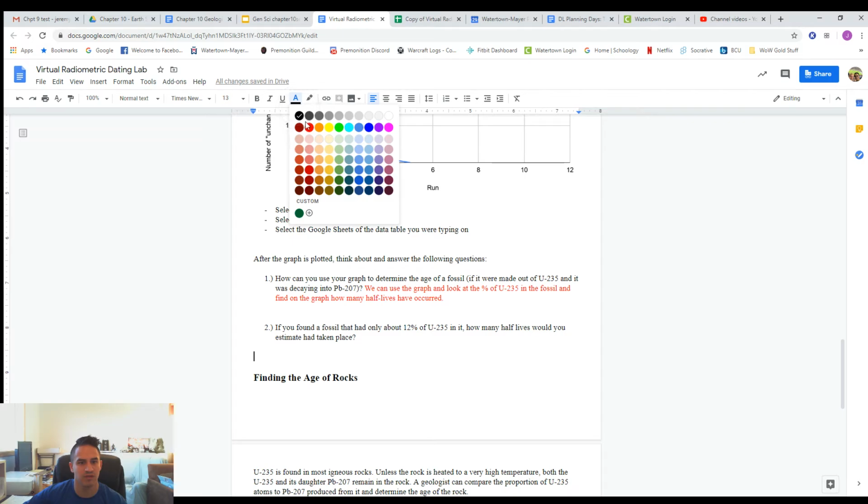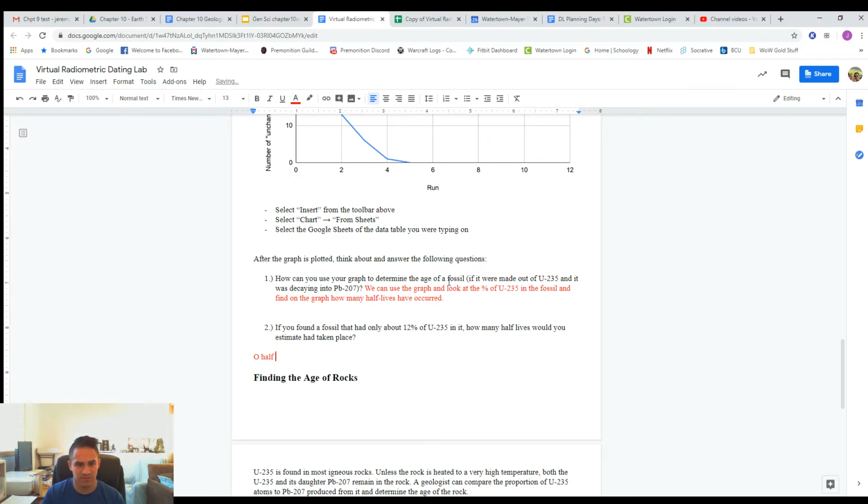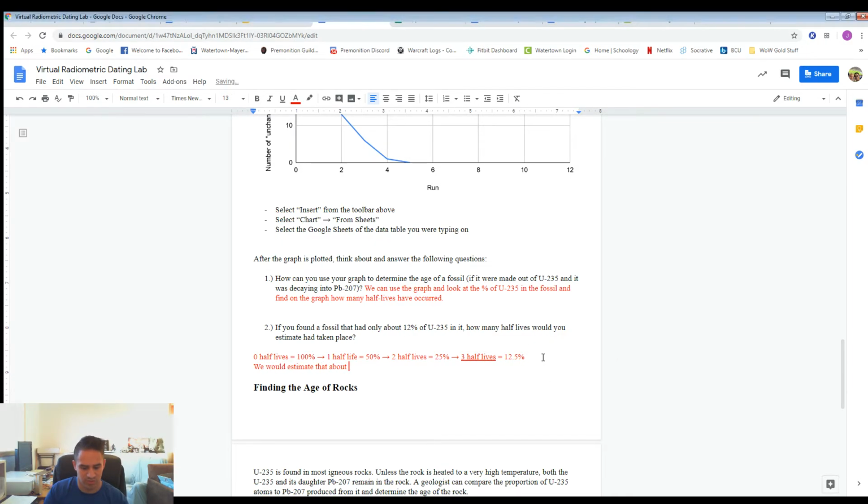Let's do some math real quick. At 0 half-lives, we have 100% uranium. At 1 half-life, we now have 50% uranium. At 2 half-lives, we now have 25%. So it's going down by half every time. At 3 half-lives, we would have half of 25, which is about 12.5%. So for number 2, a fossil with only about 12% uranium would be about 3 half-lives. We would estimate that about 3 half-lives have taken place.